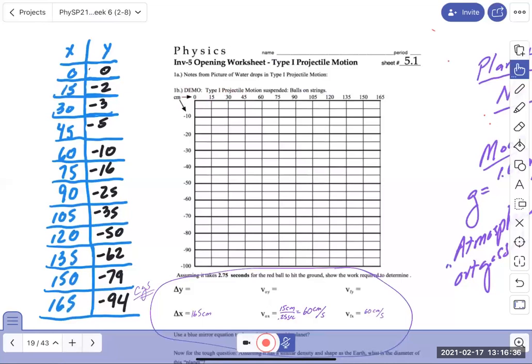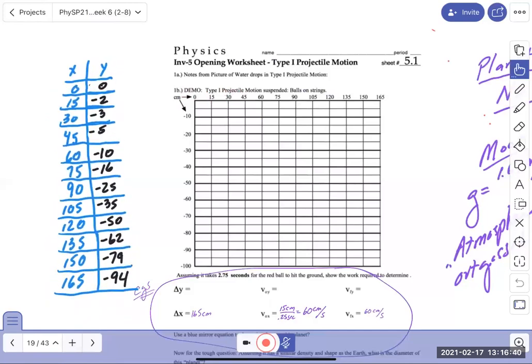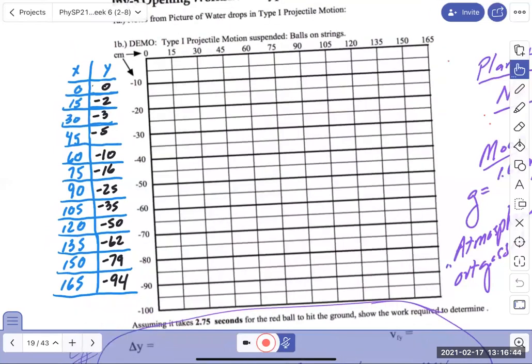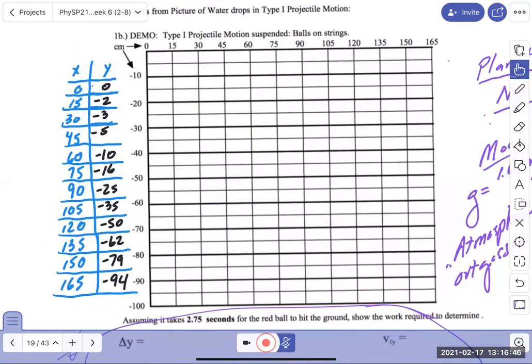So let's go through and plot these dots. Hopefully you can read that. Pull this up a little bit. We're going to plot the dots. Okay, this is going to be exciting. Here we go. If they're watching from India, they can play at home. So 0, 0.